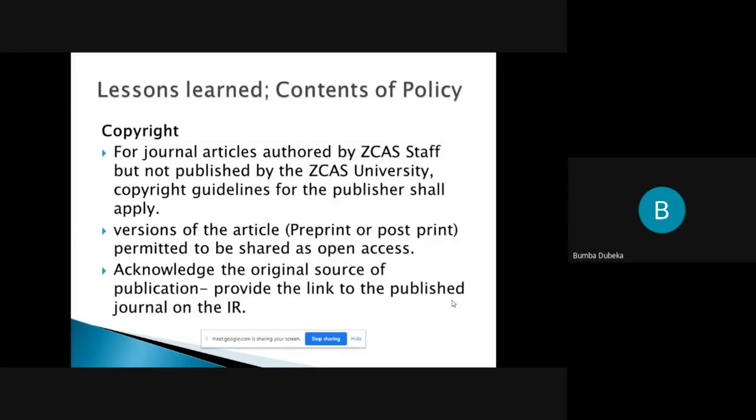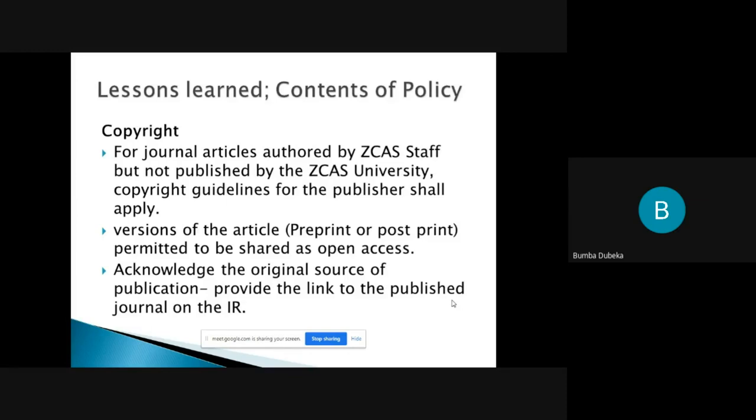So after we realized that, we came up with a policy, and this is also appearing in our policy, to say the copyright guidelines for the publisher shall apply. So if the publisher allows or permits that we share as open access, we would share via our repository. If those publishers do not allow, we obviously would not share. And that was the experience. We had to pull out some of the journals we had put because of those copyright restrictions.